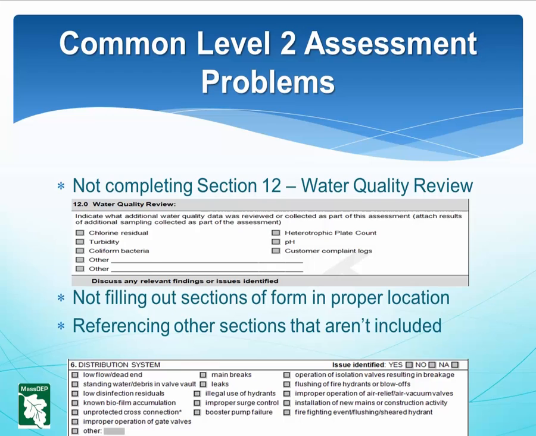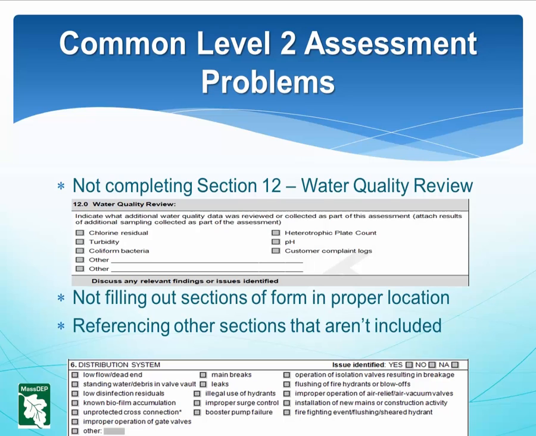Common Level 2 assessment problems. A common Level 2 assessment problem that MassDEP has seen is not completing required Section 12 water quality review. Water quality data should be compiled and evaluated as part of all Level 2 assessments. The data to be reviewed will vary for each situation, but may involve special purpose coliform samples, chlorine residuals, disinfection byproducts, or HPC, among others.